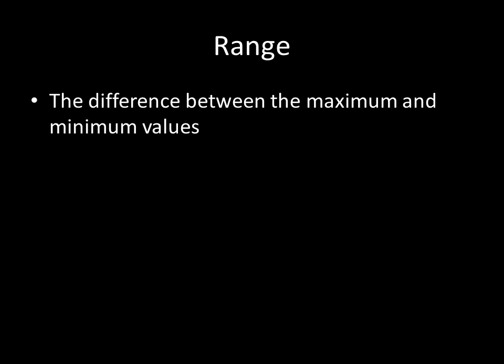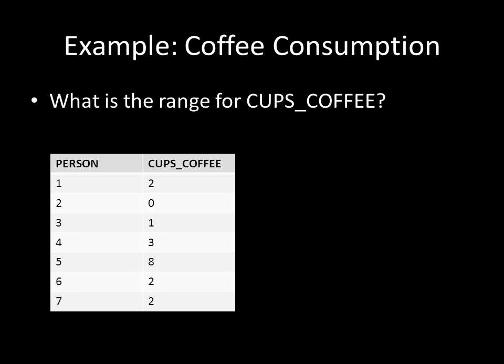Finally, statisticians often look at the range of values as well. The range is the difference between the maximum and the minimum values, and this can help you get a sense of the distribution of values that you observe. In our cups of coffee example, range is the difference between the highest and the lowest value. In this case, the range is 8.